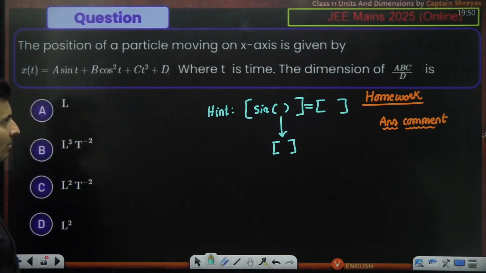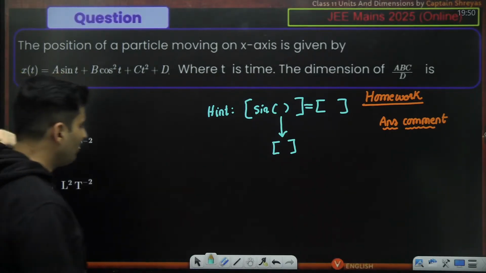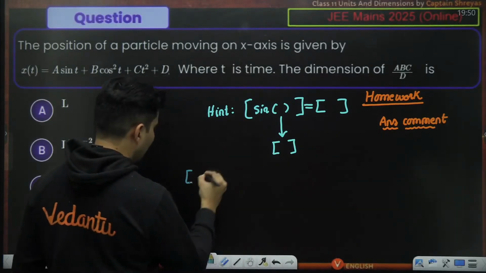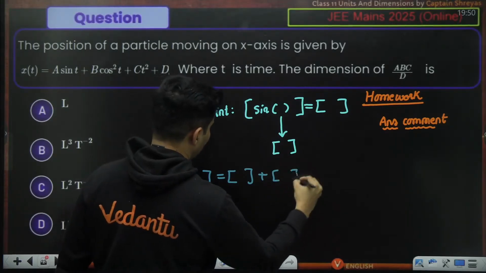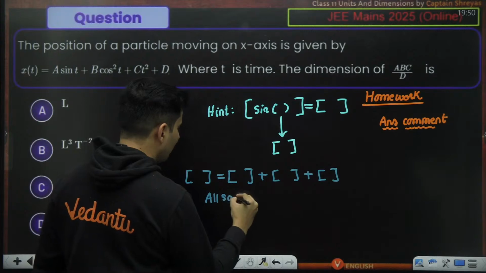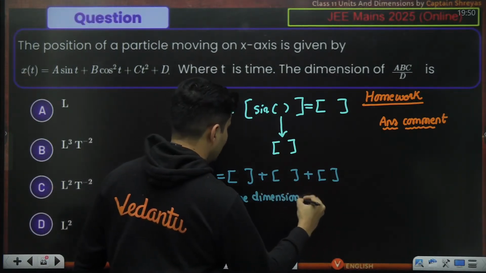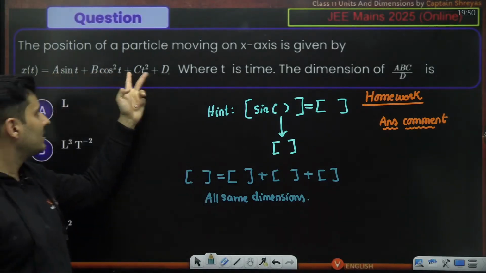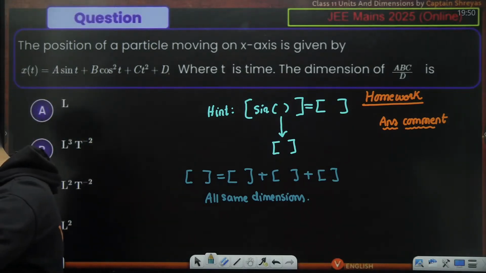Okay, perfect. One more hint I can give you: whenever you have addition and subtraction, the dimensions should be same. So all should be of the same dimensions. That is your second hint. So x, this, and this all should be of the same dimensions. Ashu now will be able to solve this.